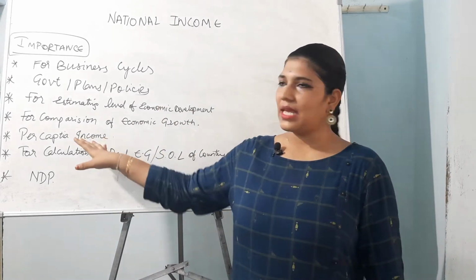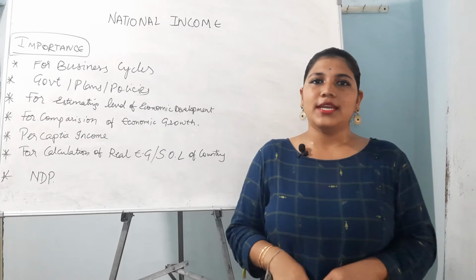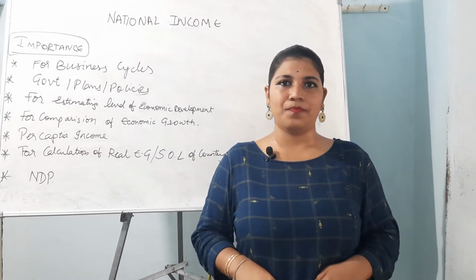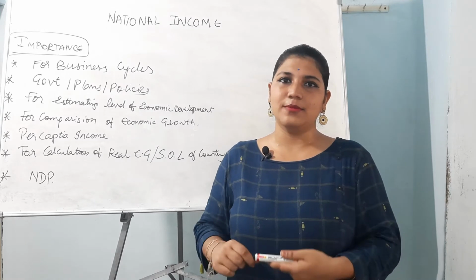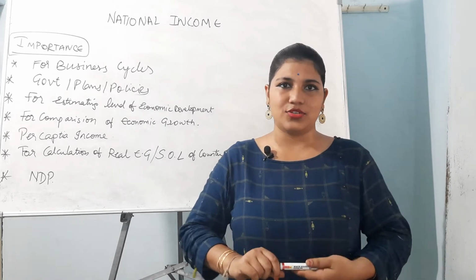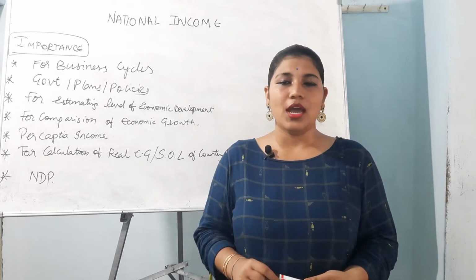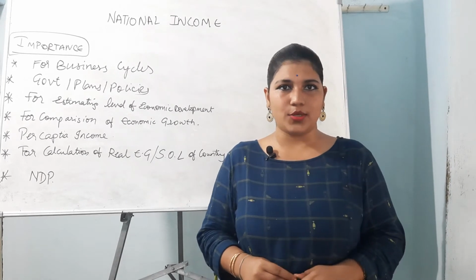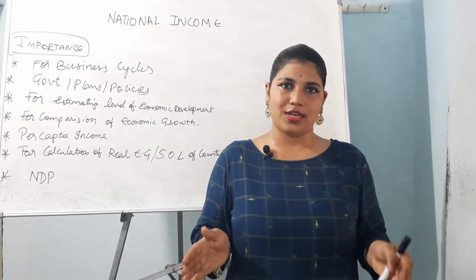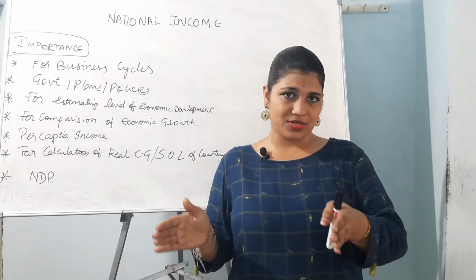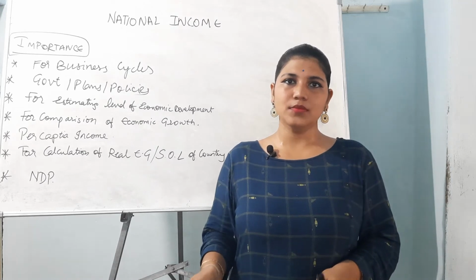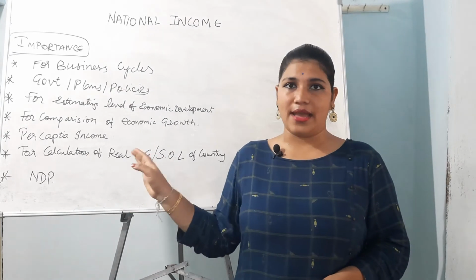So then per capita income. Per capita income we have already seen yesterday. What is per capita income? The average income earned by an individual in a country in a year. How is it calculated? Per capita income is equal to total national income in the country in a year divided by the total population in a year. Okay, so then you will have the average income.